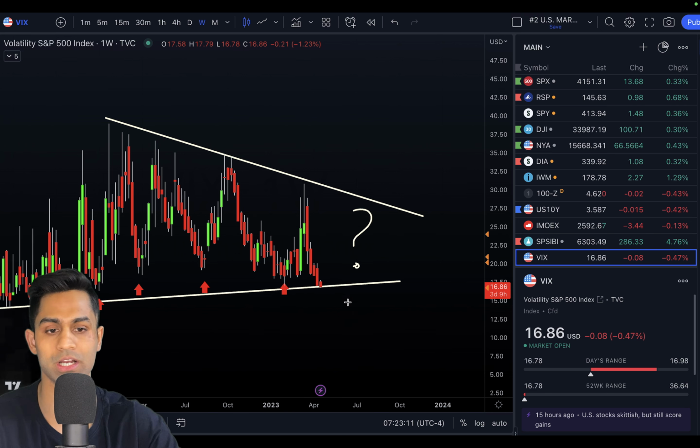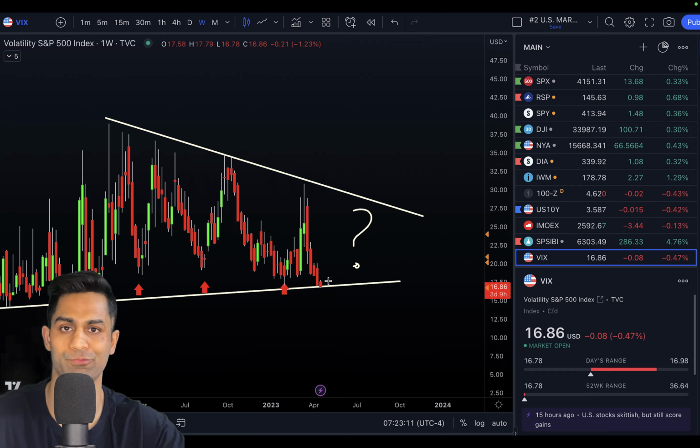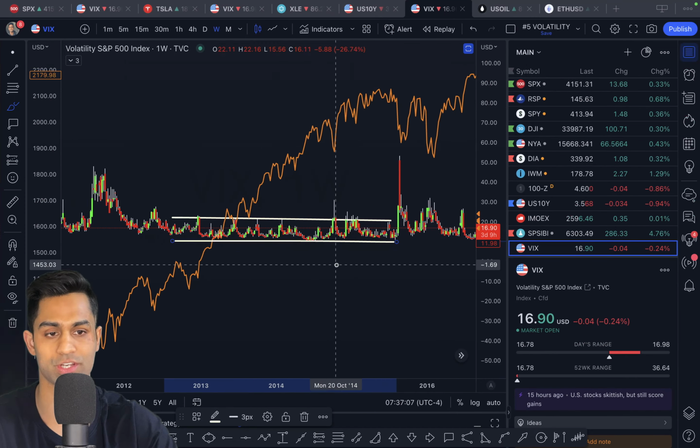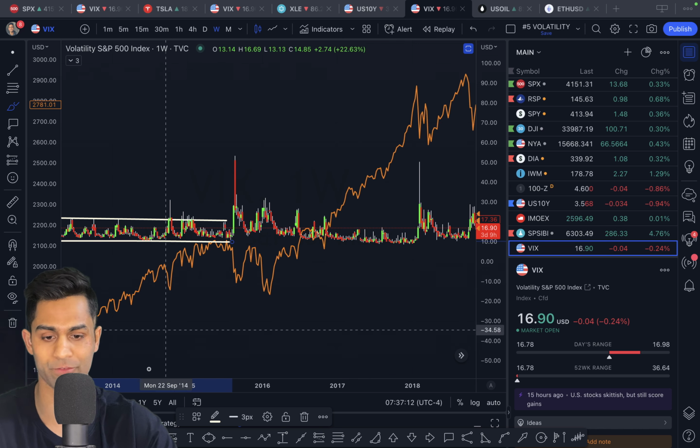Are we going to see a bounce back to those levels at 27, 30, because that's going to keep us in that symmetrical triangle? Or is it possible that we're once again in those 2011, 2012, 13, 14, 15 levels, where the markets just continued to charge higher? You can see that over here. So we did see a little bit of a spike in 2015.